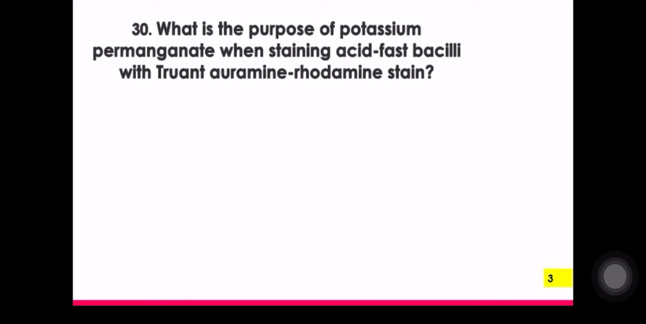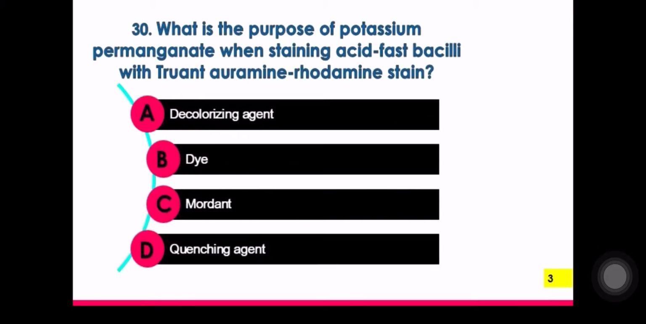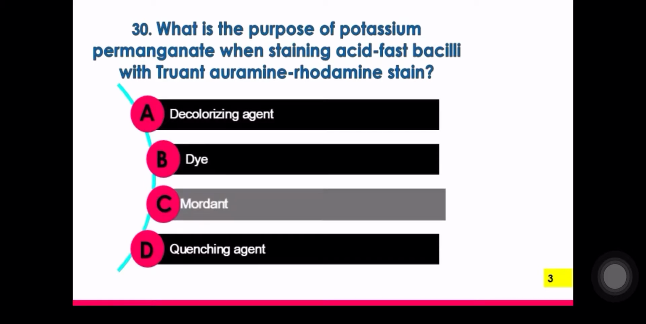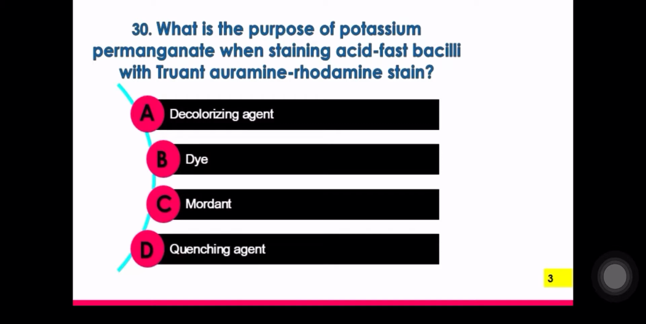Next, for number 30. What is the purpose of potassium permanganate when staining acid-fast bacilli with the auramine rhodamine stain? Is it letter A, decolorizing agent, letter B, dye, letter C, mordant, or letter D, quenching agent? For number 30, the answer is letter D, quenching agent.